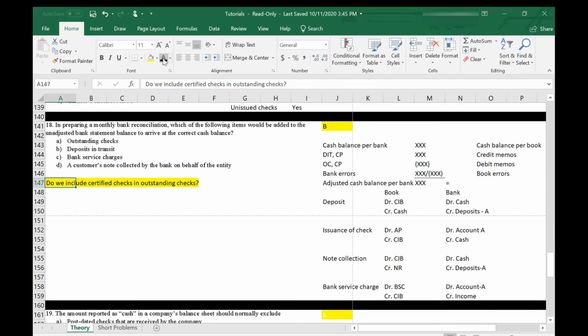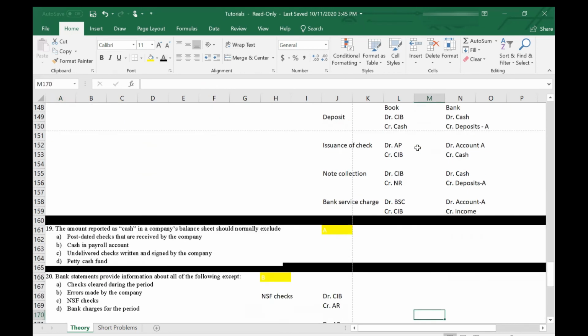Do we include certified checks in outstanding checks? No. Why? Because when we say certified checks, the bank already debits your account. So when a certified check is issued, the bank will already decrease your account. Therefore, if the bank already reduced your cash balance per bank, what else would you deduct? It was already deducted. That's why certified checks are not considered outstanding checks, because the bank, from the time of issuance, already debited your account.